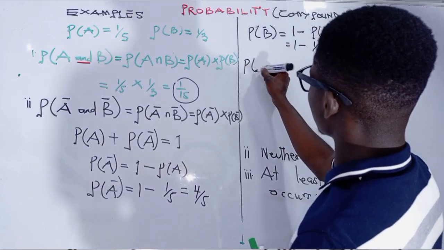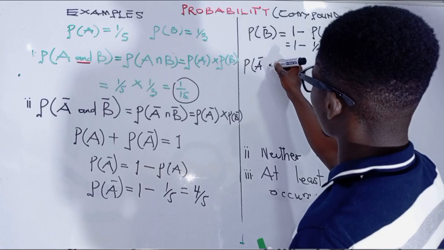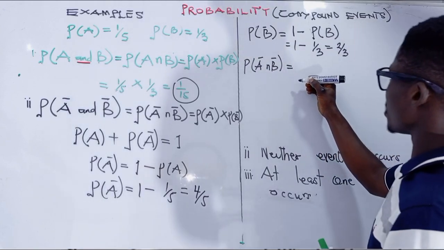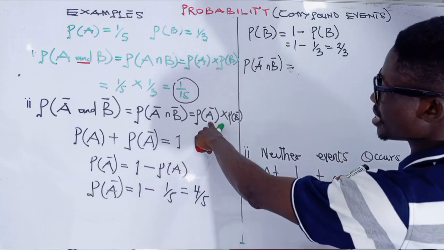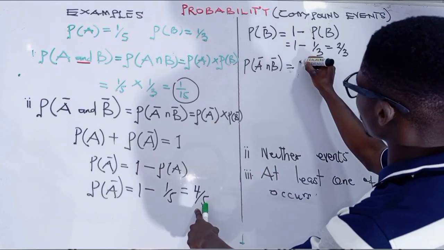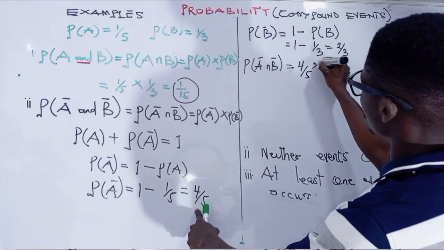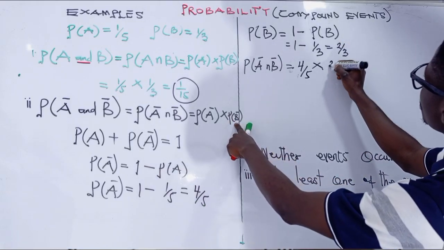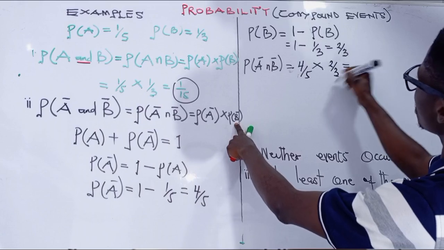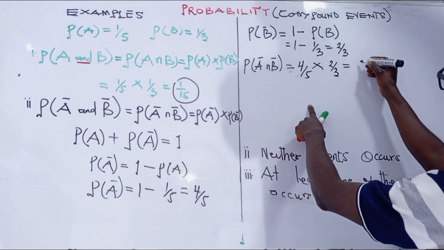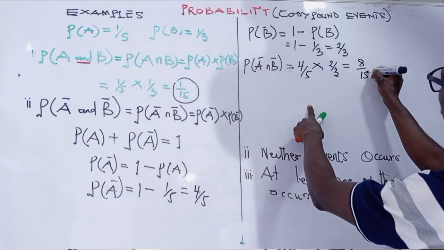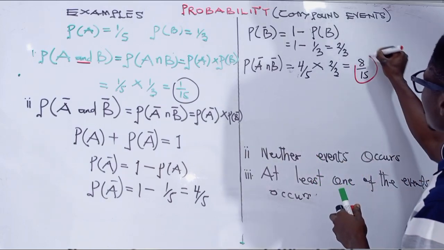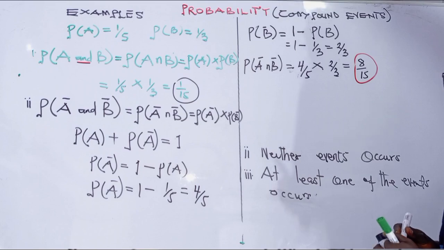Therefore, the probability that event A doesn't occur and event B doesn't occur will be the probability that event A doesn't occur, which is 4 over 5, multiplied by the probability that event B doesn't occur, which is 2 over 3. When you do the multiplication, you are going to get 8 over 15. So the probability that neither event occurs is 8 over 15.